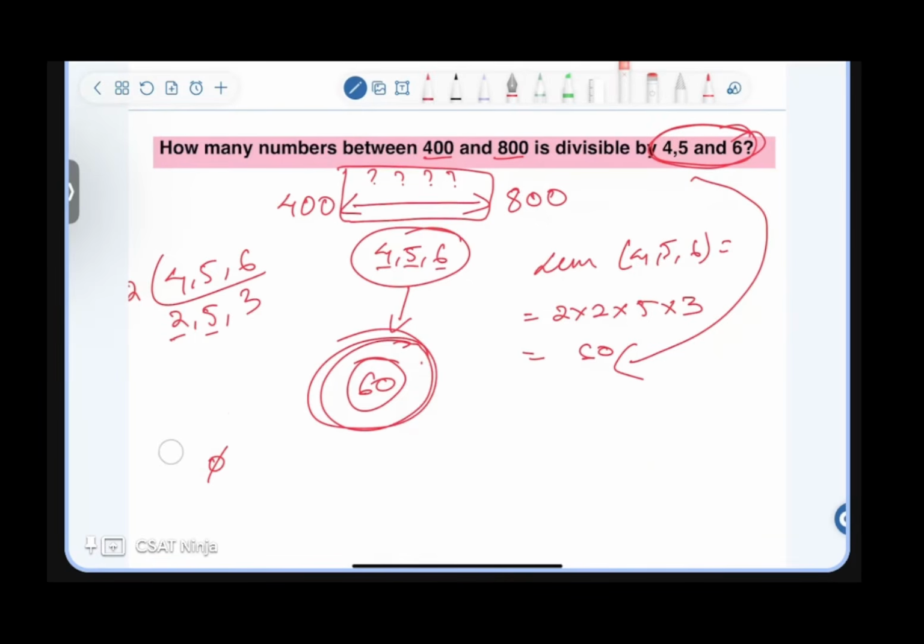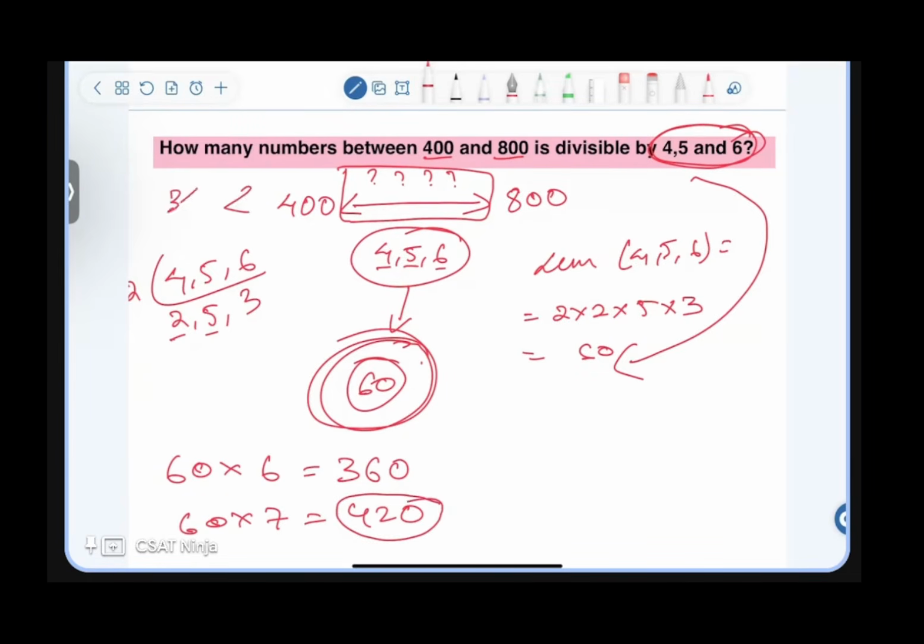So I'll do it like this. 60 into 6 is 360. 60 into 7 is how much? 6 7s are 42. So which means our counting starts from 420, because this 360 is below 400. I need to find a number between 400 and 800 only. The lower limit here is 420. So let's check for the upper limit now.